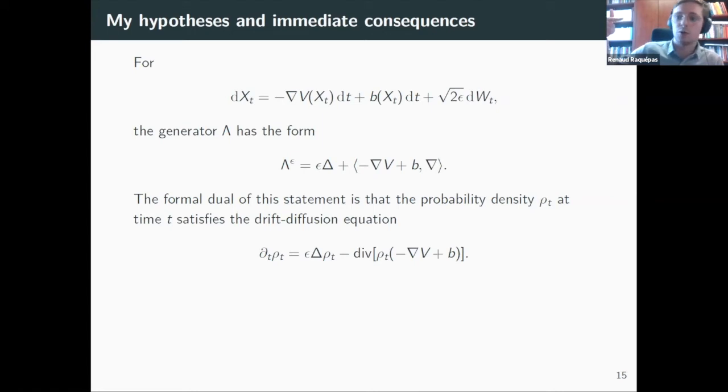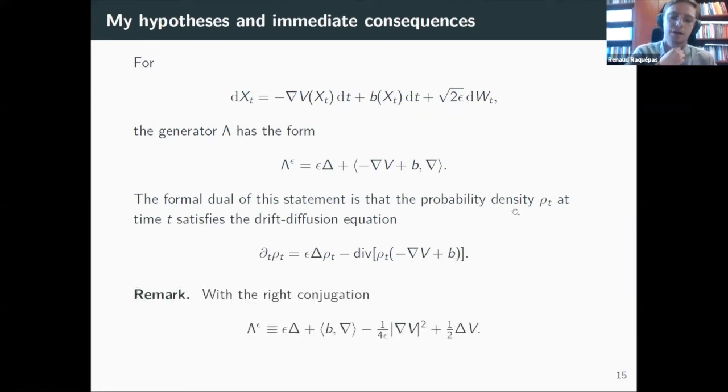What is the generator of that semigroup? Or you ask, okay, I have particles moving around. What's happening to the probability density of finding X in some neighborhood? And in both cases, this operator appears. So epsilon the Laplacian plus minus grad V plus B dot the gradient. And in the probability density picture, what it says is that the variation in the probability density follows a drift diffusion equation. So the effect of the random term is that there's a diffusion term, and the effect of this deterministic part is just that you're transported along minus nabla V plus B.